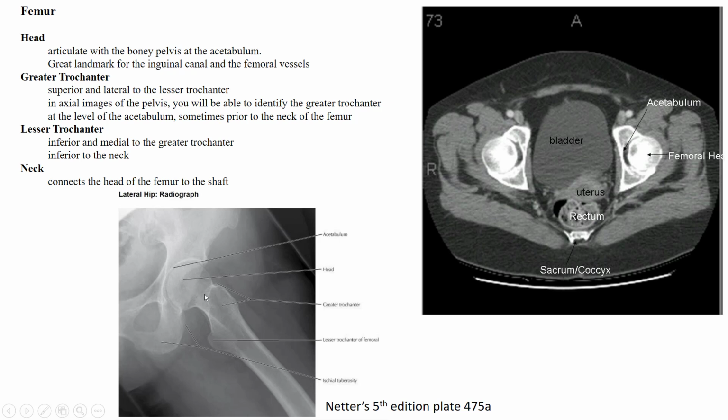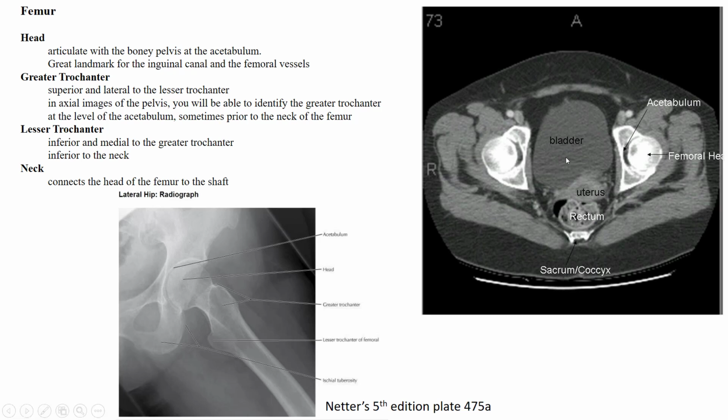And then the neck of the femur connects the head to the shaft. So there's a neck here. It's a little bit longer than how it appears to be in this radiograph, and that's because I believe this patient has been rotated exteriorly. So they've turned the thigh bone slightly out to the side, and that's why you're not seeing the greater trochanter quite as well here.